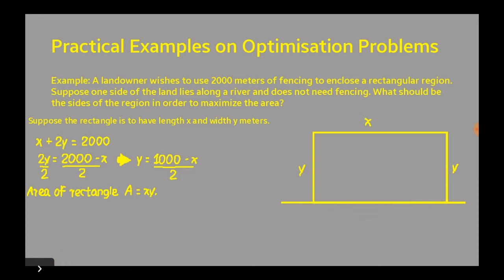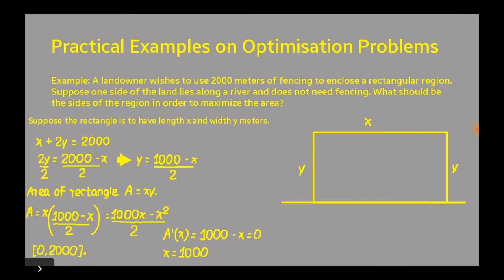The area of the rectangle A equals xy. So A equals x times (1000 minus x) over 2, which is 1000x minus x squared over 2. The maximum occurs for x between 0 and 2000. When we differentiate, 1000 minus x equals 0, so x equals 1000. Then y equals (1000 minus x) over 2, which is (1000 minus 1000) over 2... that is, 1000 minus 500 gives 500. This is all about what we have identified.